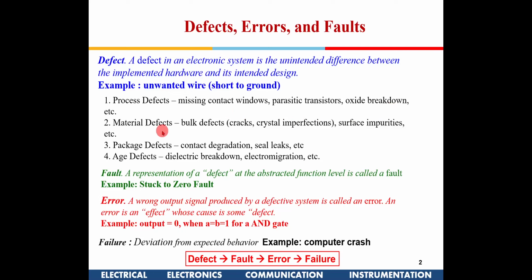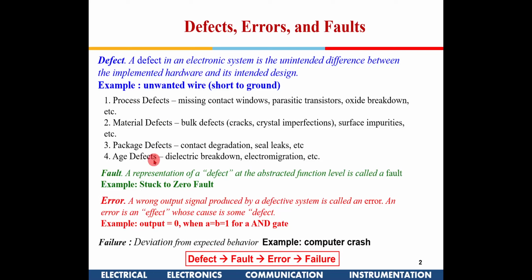So they are known as process defects, and there could be some material defects, like cracks in the wafer itself, or surface impurities. Then once it is fabricated, there are packaging defects. You have to finally package it, so during packaging, if the connections from the die to the pins are not proper, those kinds of defects can also come. And finally, there could be aging defects also, because as you keep using the IC. So these are all classified as defects.